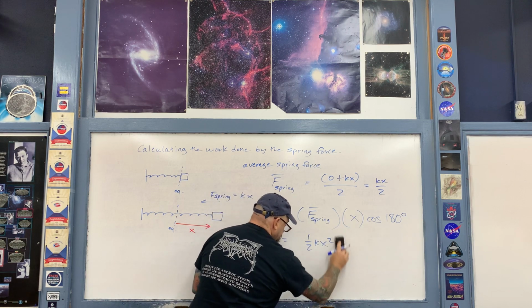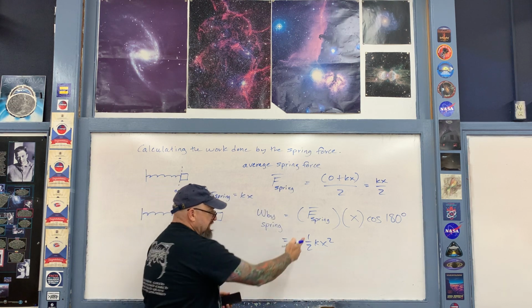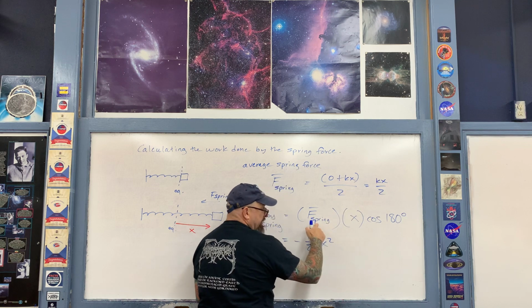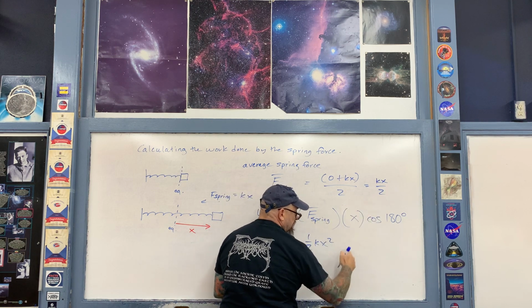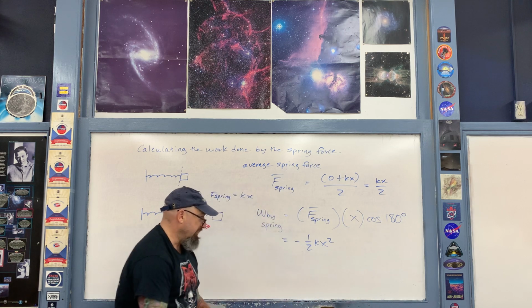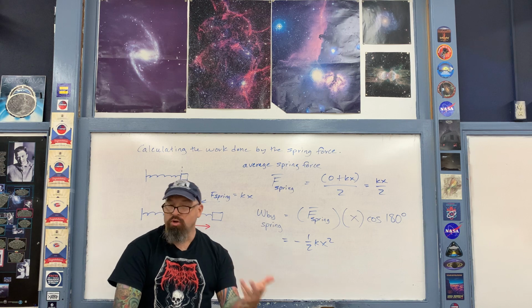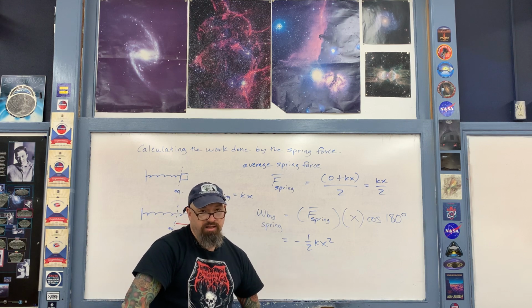Let me clean this up a little bit. The reason for this is because F spring average is kx over 2. We then multiply by x and then multiply by cosine of 180, which is equal to -1. And then the work done by the spring force when stretching it out, or alternatively compressing it, is -1/2 kx squared.